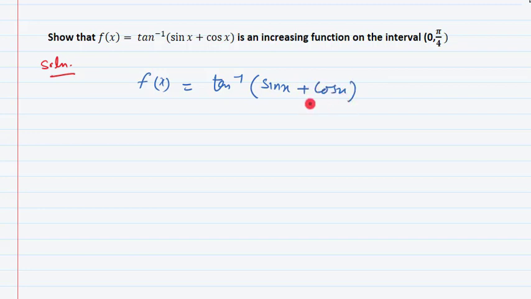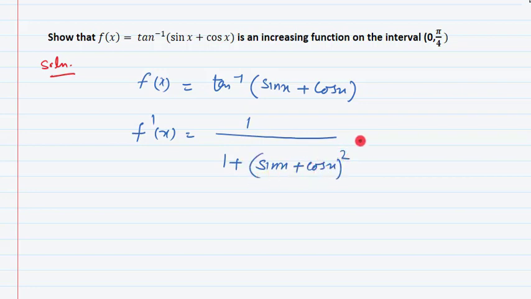You know very well how to calculate its derivative. f dash x is equal to, this is tan inverse of a function, so the derivative is 1 upon 1 plus the square of the function, that is (sin x plus cos x) whole square, into the derivative of the function. We are using the chain rule over here. So it is cos x minus sin x.